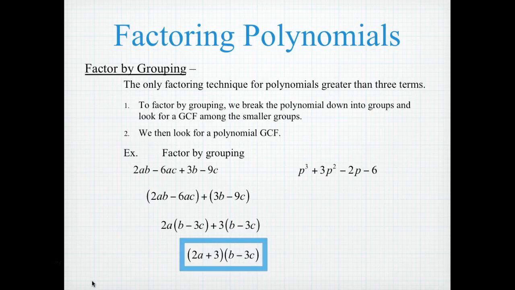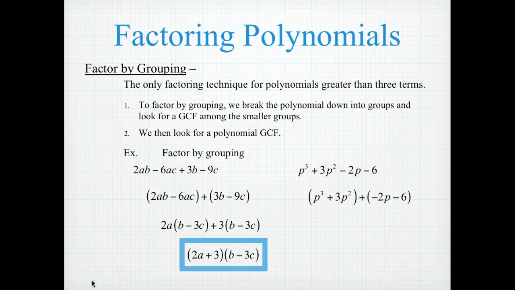In the next example, we have p cubed plus 3p squared minus 2p minus 6. Again, the same thing occurs. We do not have a greatest common factor among all 4 terms. I know that I'm working with 4 terms, and I understand that grouping is the only technique that I have available. So we group the first 2 terms with the last 2 terms, making sure that you tuck that negative sign in with the negative 2p. That negative sign has to follow along with the 2p.